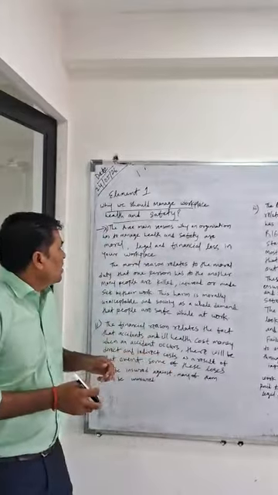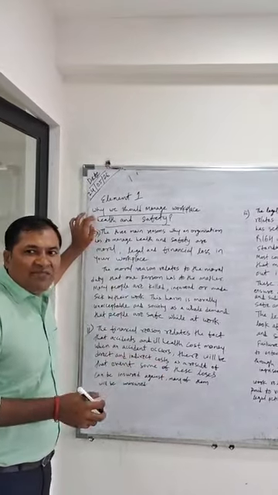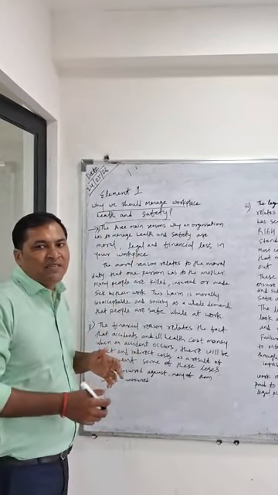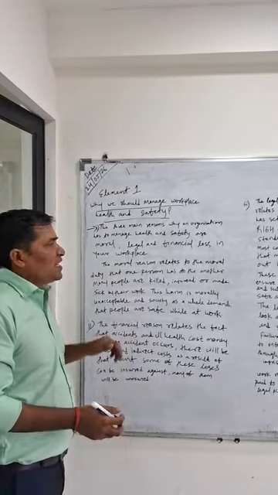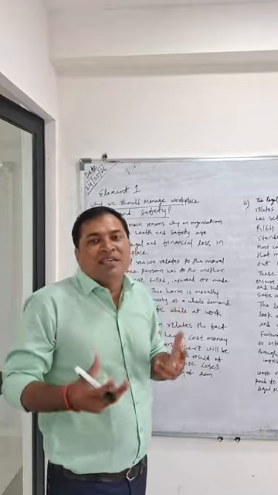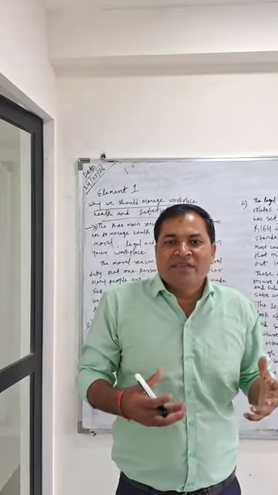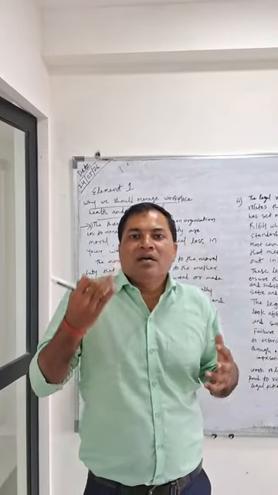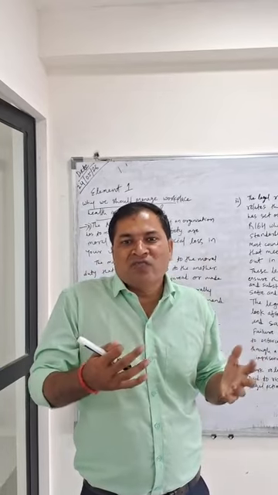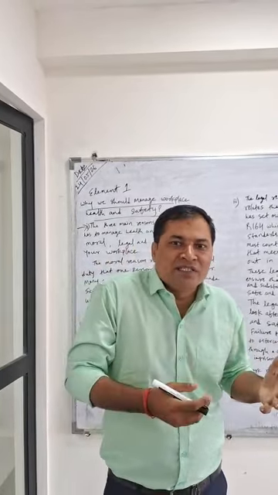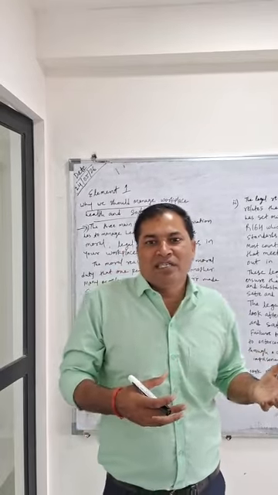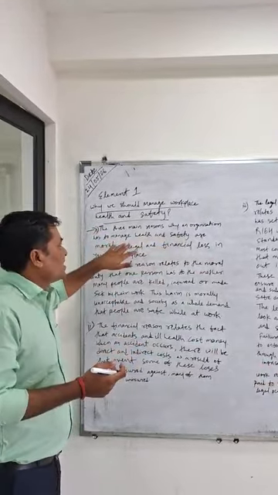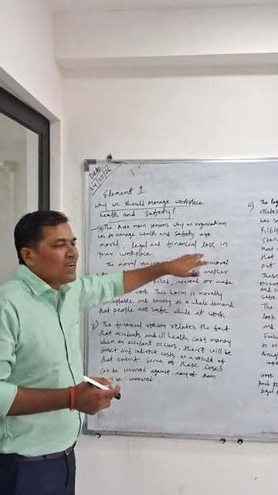In element 1, the first question is why we should manage workplace health and safety. There are three main reasons to manage workplace health and safety. The first reason is moral, the second is legal, and the last one is financial. These are the three reasons we have to maintain in our workplace.